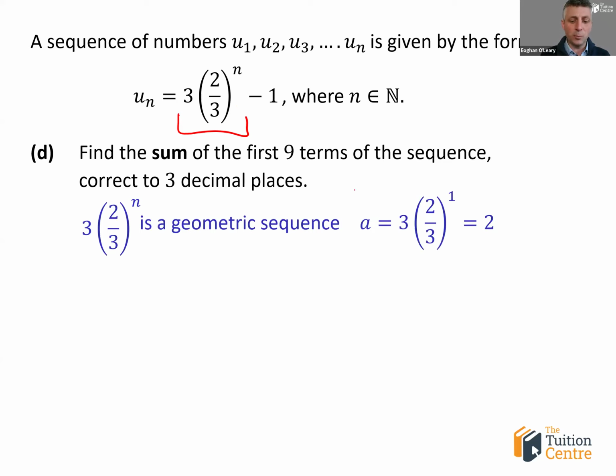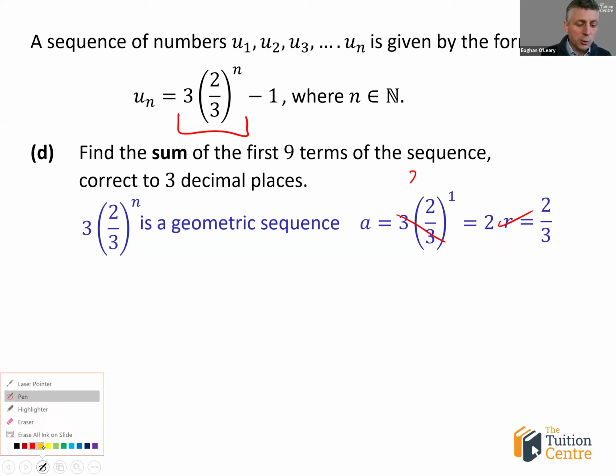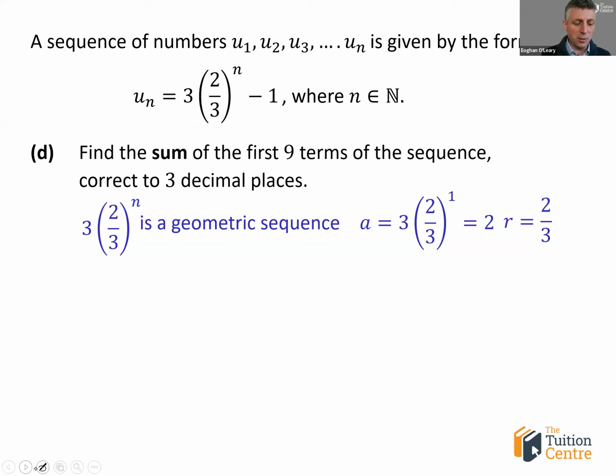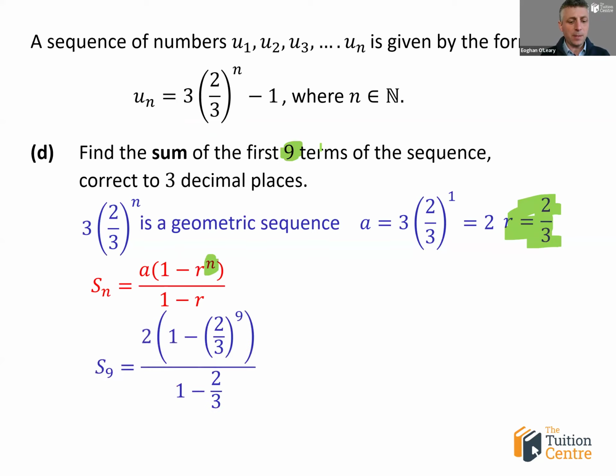The first term would be when n is equal to 1. And the first term there turns out actually to be 2, because the 3's will cancel. So there it is, a is equal to 2. And the common ratio is 2 over 3, because everything is being multiplied by 2 over 3. So now we're going to fill in our SN formula for a finite number of terms. In this case, it's going to be 9. So our first term is 2, our common ratio is 2 over 3, our n is 9. We put it all in and we can get our decimal here for the first 9 terms.